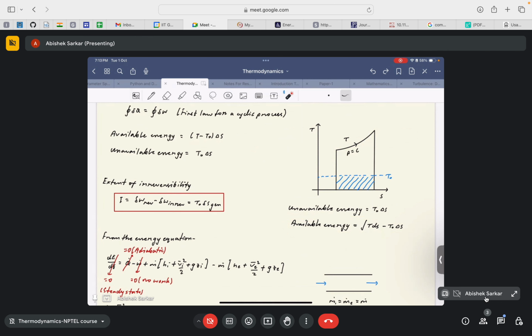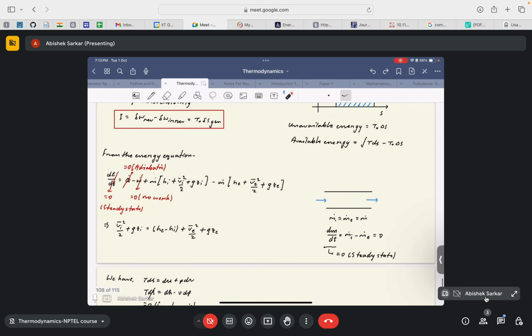Okay. So finally, Professor Anand, let us derive the Bernoulli's equation from the steady flow energy equation. So let us look into it. So do you know about Bernoulli's equation? Have you learned about it in fluid mechanics, if you have taken the course? Just wanted to know, nothing.